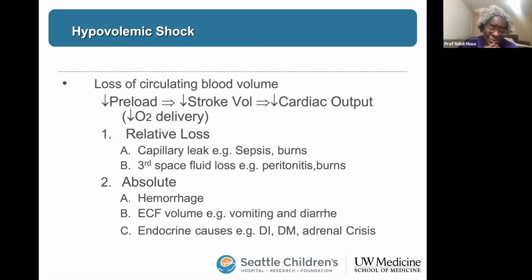Or it could be an absolute loss of circulating volume as seen with hemorrhage or vomiting and diarrhea, or other endocrine causes like diabetes insipidus, where your urine volume is increased, same thing with diabetes mellitus, and adrenal crisis.